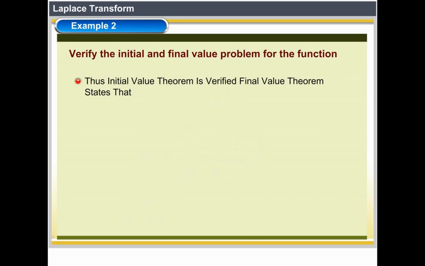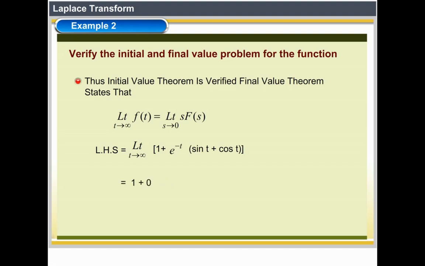The final value theorem states that the limit as t tends to infinity of f(t) equals the limit as s tends to 0 of s times F(s). LHS equals the limit as t tends to infinity of 1 plus e^(-t)(sin t plus cos t), equal to 1 plus 0 equals 1.